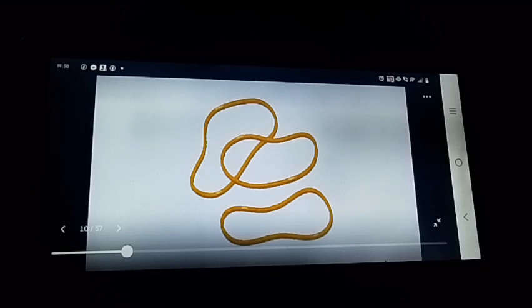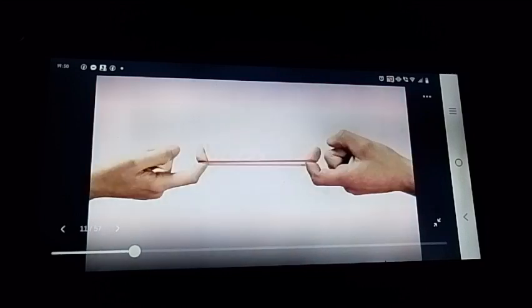Here is an example of stress: a rubber band. Think of the rubber band as a piece of rock. When you pull on the rubber band, you're applying stress. The more you pull, the more stress you're applying. The rubber band stretches as you pull, showing deformation. It's changing shape under stress.